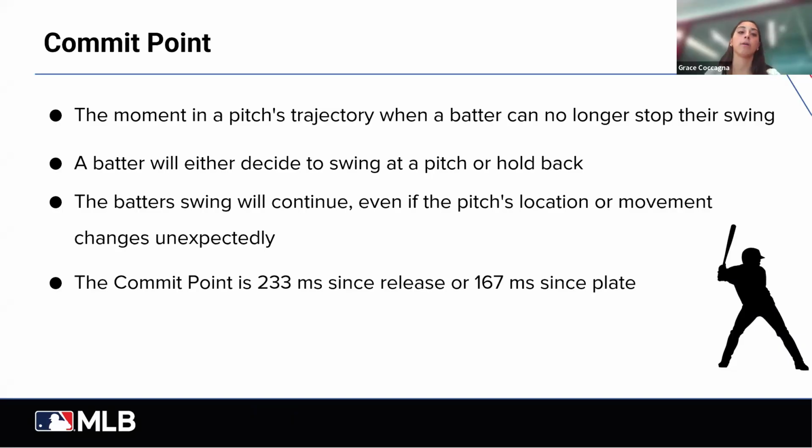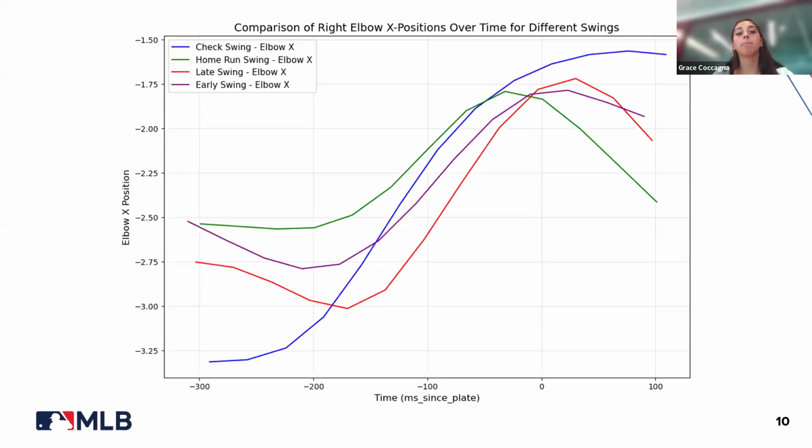The commit point, which I confirmed later on, is 233 milliseconds since the pitcher release, or 167 milliseconds since the plate, which our wonderful Tom Tango came up with. My first step was to confirm this commit point. As we can see here with 4 different swing paths of biomechanical data, we're looking at right-handed batters and their elbow. We have a check swing, a home run swing, a late swing, and an early swing.